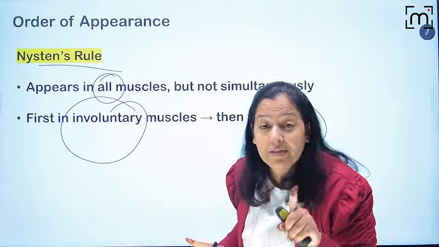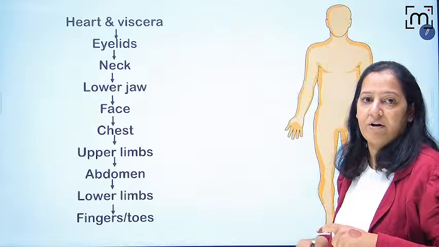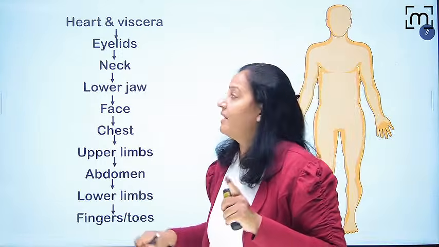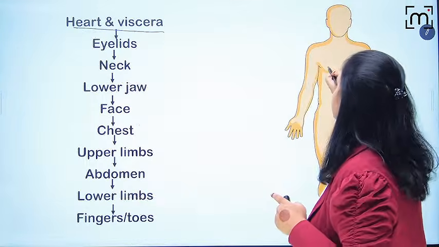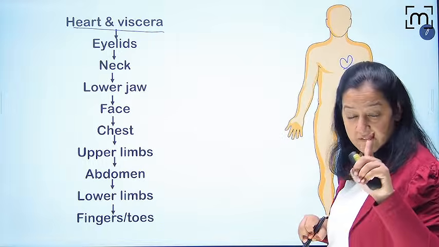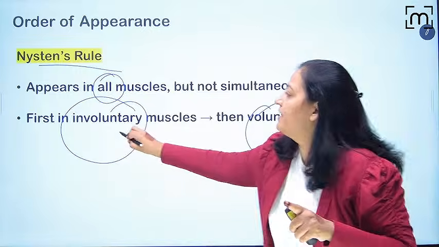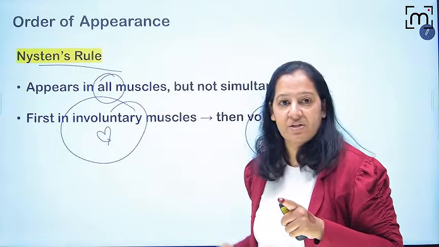For rigor mortis, we have this rule. Nysten's rule: first involuntary muscles contract, then voluntary muscles contract. In the involuntary muscles, first of all, heart and other viscera will contract. The first organ to contract is the heart. Internal organs are involuntary muscle.